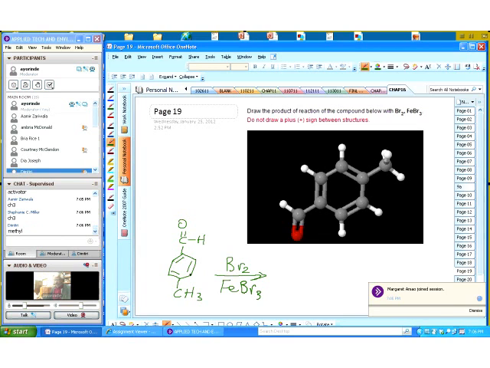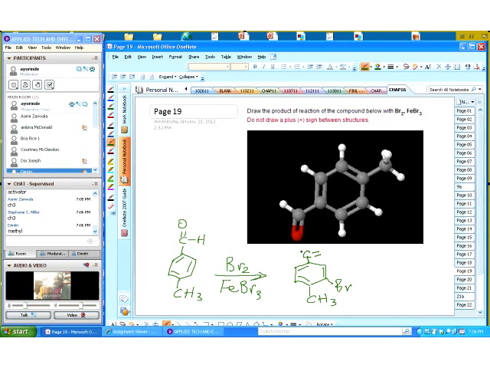So that means the methyl will direct to the ortho position. The bromine goes to the ortho position of the methyl, here. It's just incidental that the aldehyde group, which is also a meta director, also directs to the meta position. So it just so happens that in this particular problem, both of the groups direct to the same position.